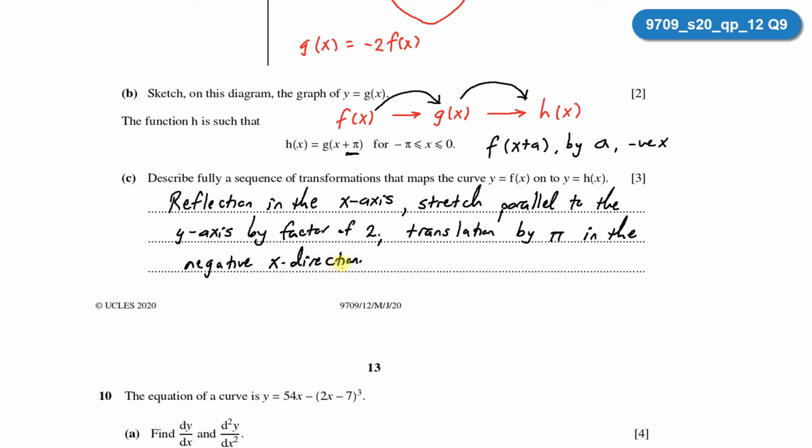So these here are the 3 transformations for 3 marks, and that's the answer.